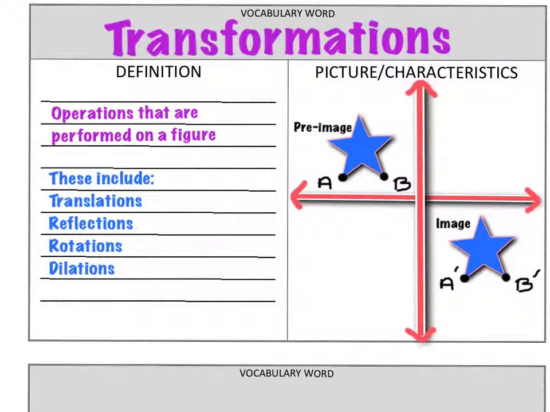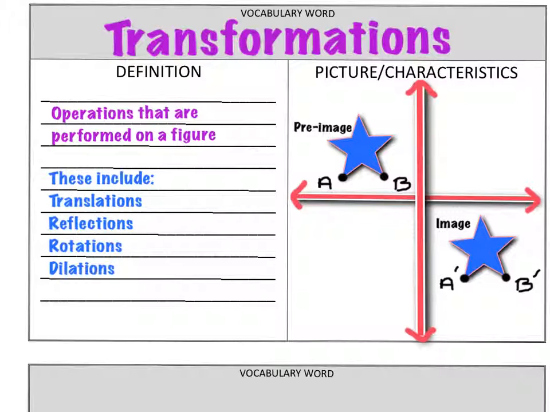You could reflect it, which is like looking in a mirror. So I could take this star and reflect it across the y-axis if I wanted to. You could rotate it, which is where you turn it around. We'll get into that more in detail later. And dilation is where you make it bigger and smaller. Okay, but like I said, we'll talk about each of these separately.